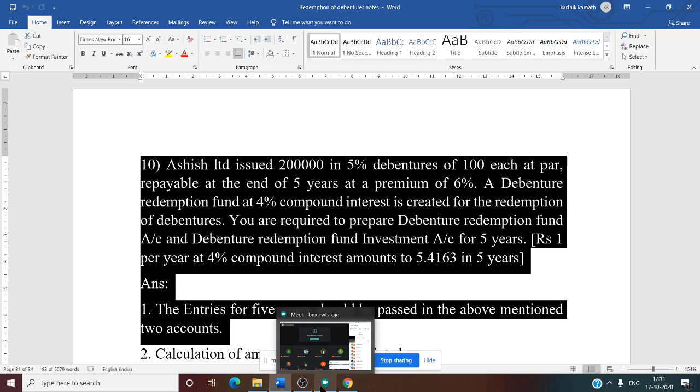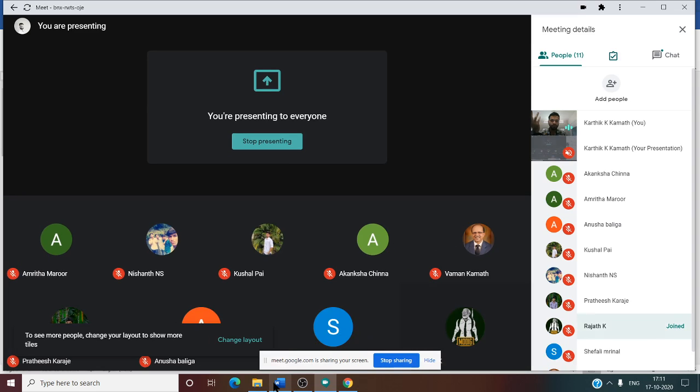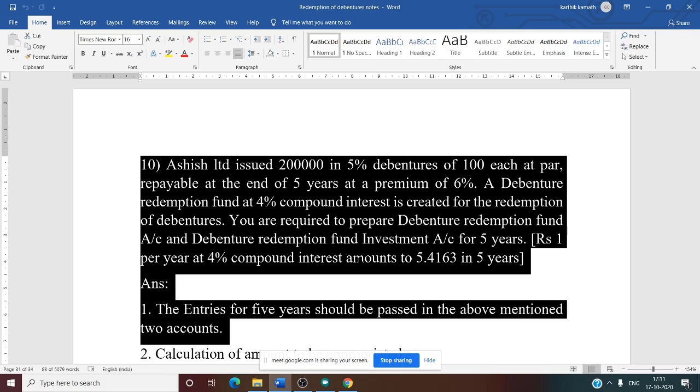See this. Issued at par and redeemable at premium. So, redeemable at premium means how to calculate. 2 lakh is the debenture value. Premium of 6%. If we do 2 lakh into 6%, you will get the premium amount. So what is our premium amount? Premium amount will be 12,000. After the expiry of 5 years, the company is going to pay the 2 lakh par amount plus 12,000 premium. So the total amount is 2 lakh 12,000.